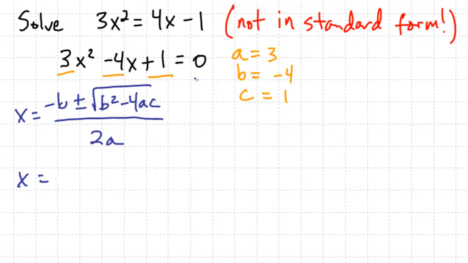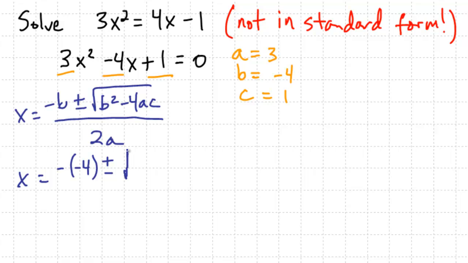Let's plug in negative b down: negative negative 4. Okay, let's pause right there and make sure we got that. This formula is telling me to take the opposite of b. If b is negative 4, I'm going to be taking the opposite of negative 4, which is going to become a positive 4 later on.